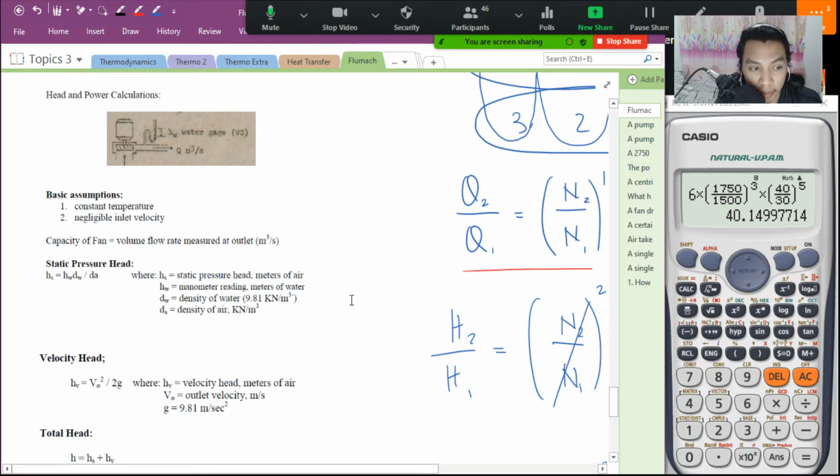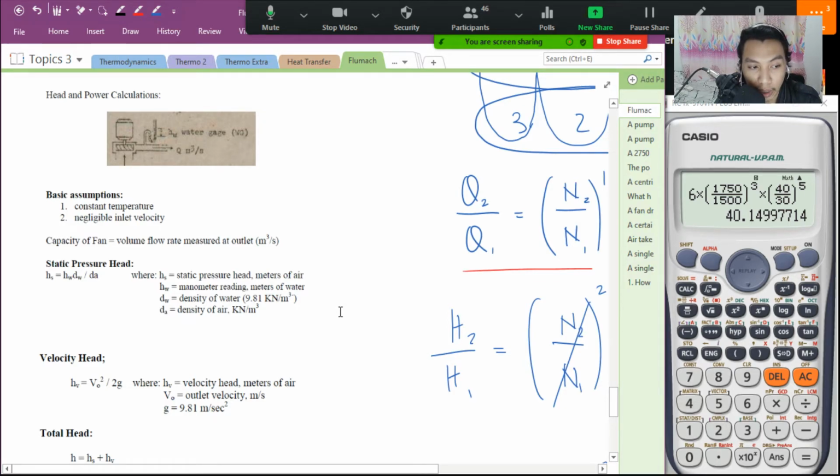Now, may basic assumptions dyan. Meron tayong constant pressure, or constant temperature, and then negligible yung inlet velocity kasi maliit lang yun. And then, katulad din sa pumps and fans, yung capacity, you are talking about the displacement volume. And kapag sinabi namang the size, ang pinag-uusapan natin dyan is the power na supplied dun sa pumps or the fans. Now, dito naman papasok sa fans yung static pressure head at velocity head, yun lang naman ang magko-comprise ng iyong total head.